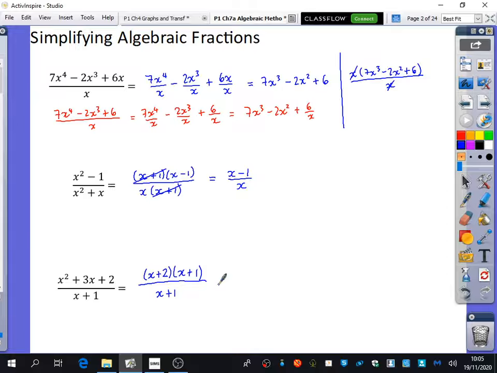So use the information in the denominator to think, I wonder if this is going to help me to do the factorising. And then we can cancel the x plus 1s, and we just get that that whole expression simplifies to x plus 2. Familiar from GCSE?